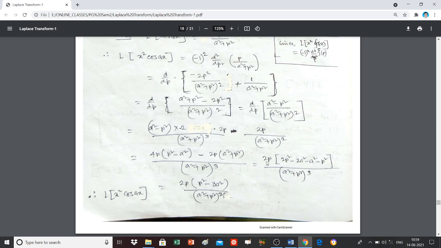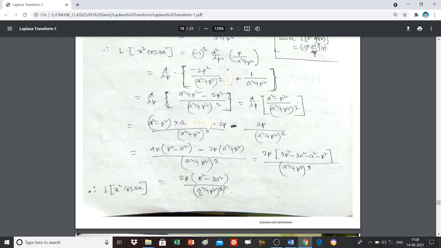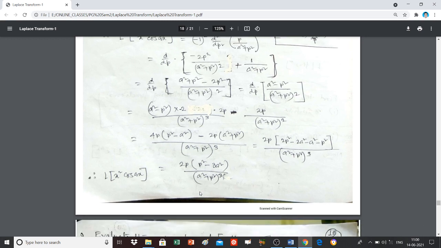Then 2p is taken as common term from this. Since 2p is taken here, 2 should be multiplied by these, that is 2p square minus 2a square. Then from here minus a square due to this negative sign, another minus p square due to this negative sign. That is equal to 2p, then from here p square, and from here minus 3a square, by (a square plus p square) whole cube. So the Laplace transform of x square cos ax is equal to this. So we have succeeded to compute it.